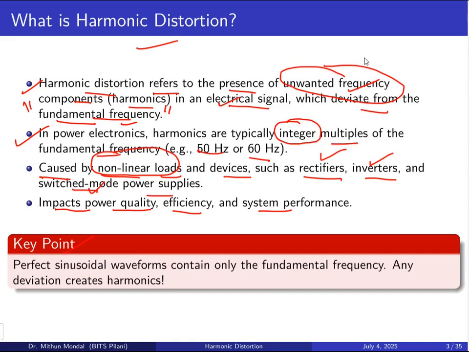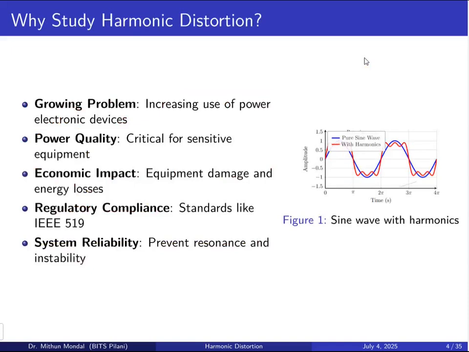The key point to be remembered is that a perfect sinusoidal waveform contains only the fundamental frequency, and any deviation would cause harmonics. So we should be having only the fundamental frequency in our signal. But due to the presence of integer multiples of this fundamental frequency, there is a deviation, which is known as harmonics. Why do we want to study harmonic distortion?